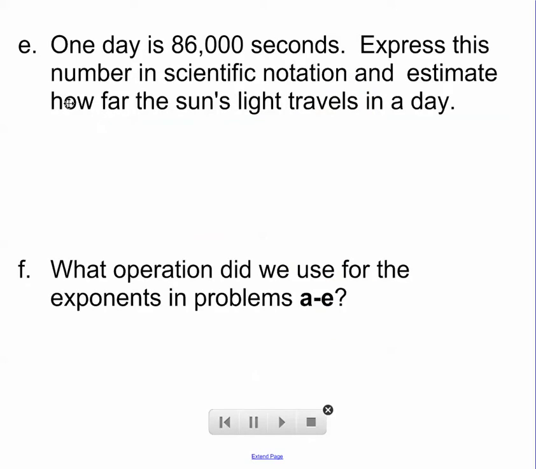One day is 86,000 seconds. Well, first of all, actually, I wrote down the wrong number. It's 86,400 seconds. Express this number in scientific notation and estimate how far the sun's light travels in a day.